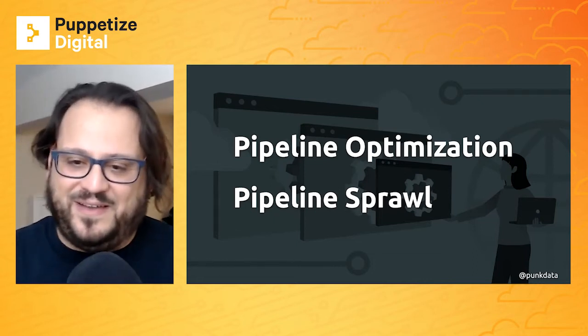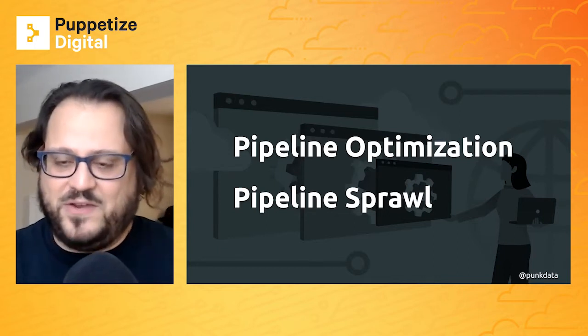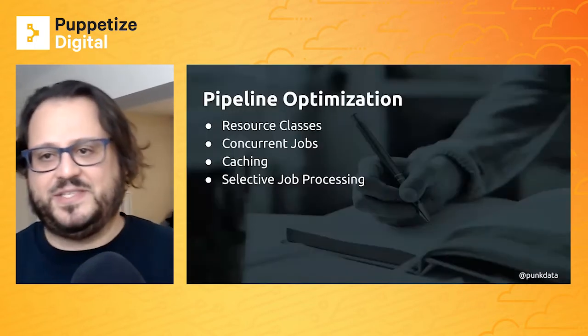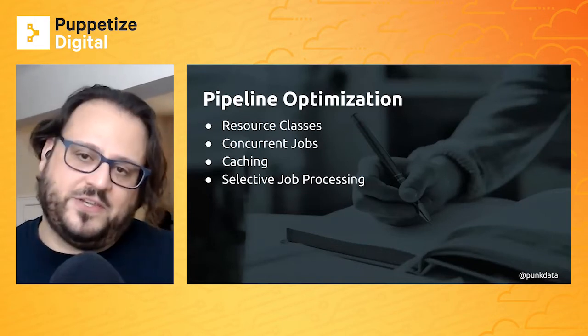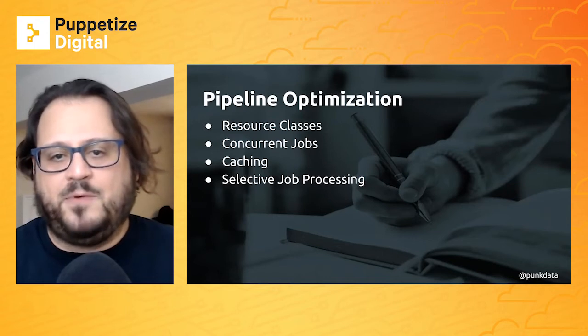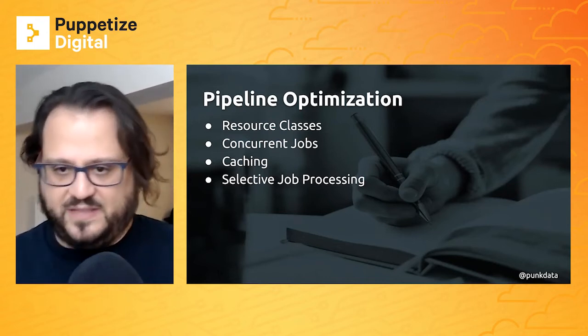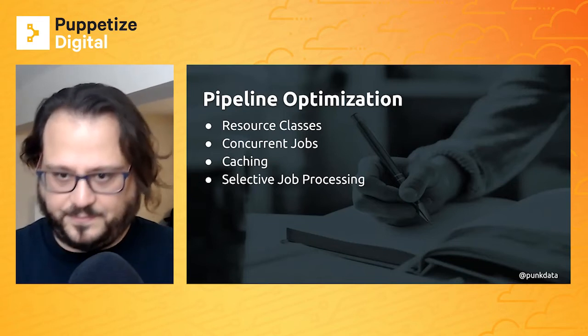But I think you'll get the gist of it just by looking at it. But let's go ahead and jump into pipeline optimizations. These are some of the things I'm going to touch on in my discussion about pipeline optimizations. We're going to talk about resource classes, concurrent jobs, caching, and selective job processing.